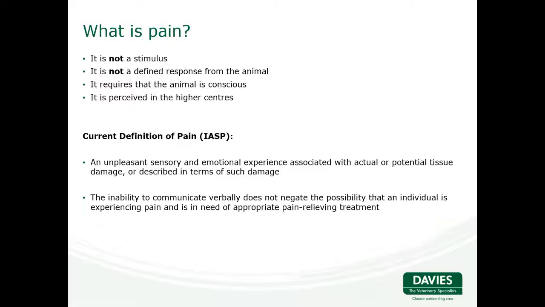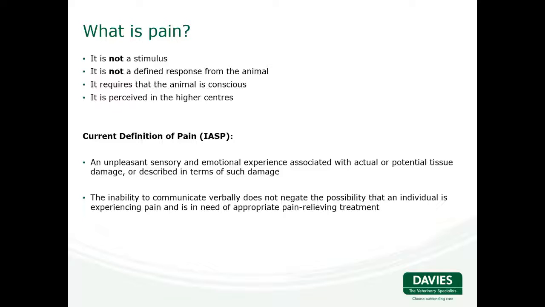Pain also requires that the animal is conscious. When we say of an anaesthetized animal, oh, he's feeling that, they're not actually feeling pain because their higher centres are anaesthetized. They may be responding in terms of withdrawal to a noxious stimulus, which suggests that your analgesia is inappropriate, but they're not actually feeling pain. Pain is perceived in the higher centres of the brain, in the cortex, and therefore it's quite a complex experience.